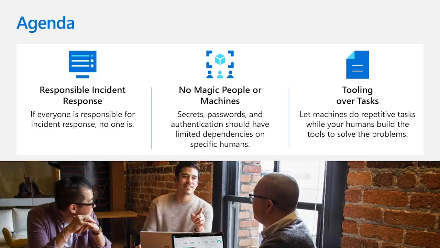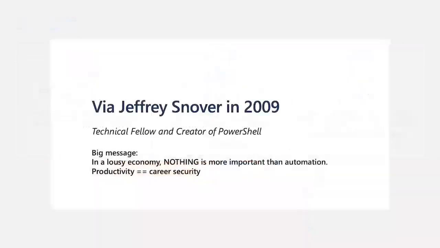So we're going to need to consider secrets, passwords, authentication. All of those things need to make sure that we have limited dependencies on specific humans, right? We can't just give everyone the keys to the kingdom or God mode. We also want to make sure that we're considering tooling over tasks. Rather than having humans be the bottleneck or the people doing manual processes, maybe there's certain things that we can actually automate, that we can help solve the problems more simply and free up the resources on our team.